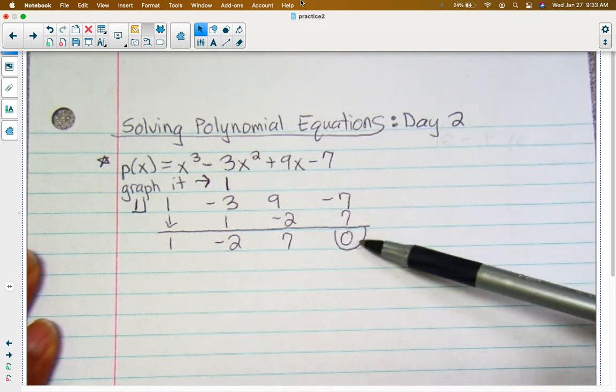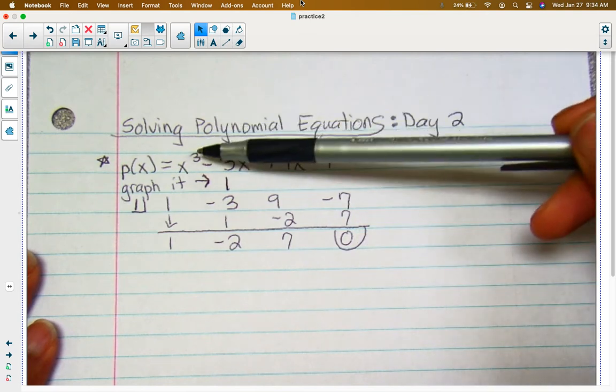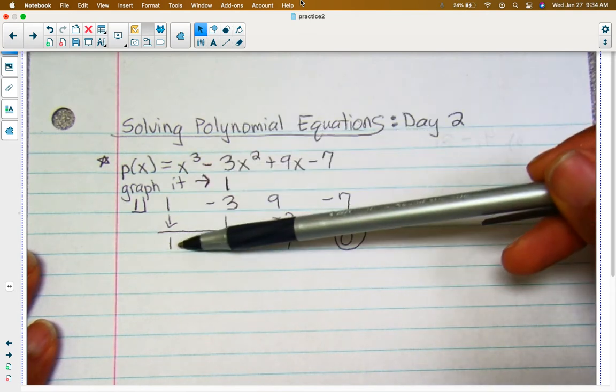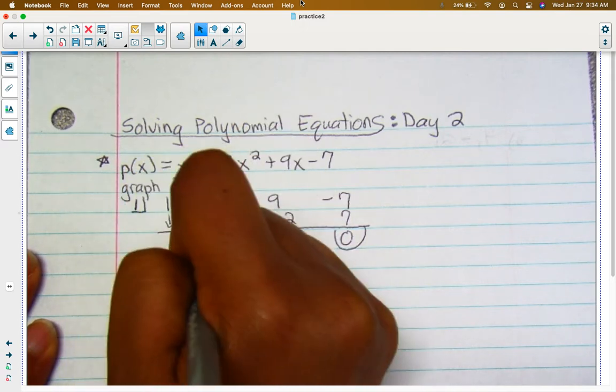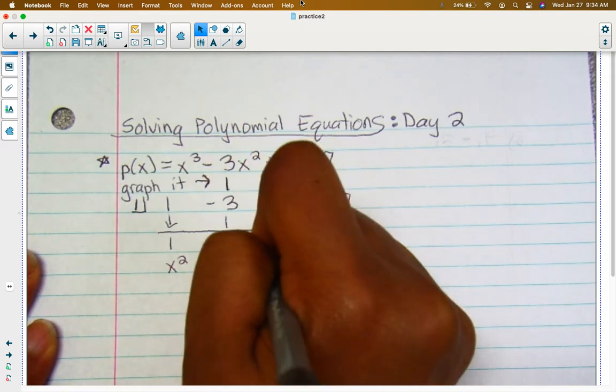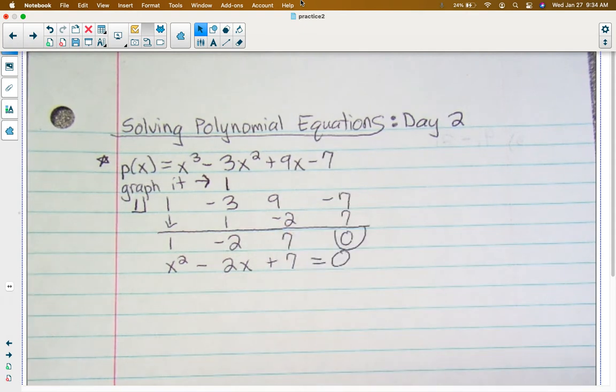Again, this number here should be 0 because we got a solution. We got a root. We got a 0 from the calculator. So this number should be 0. My problem started x to the third, so my answer is going to start x squared. So this is going to be x squared minus 2x plus 7 equal to 0. All right, so far, so good.